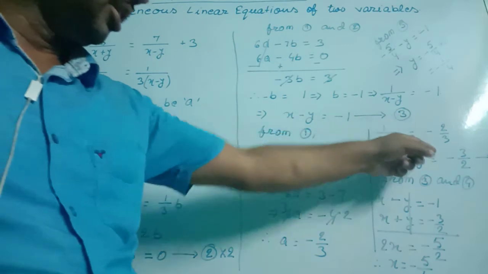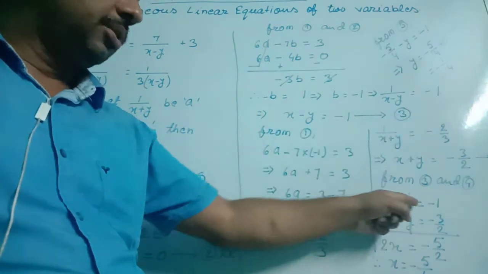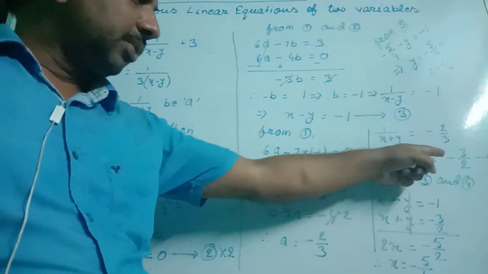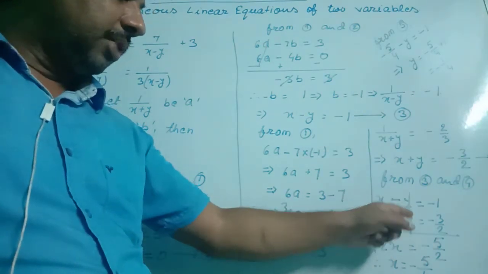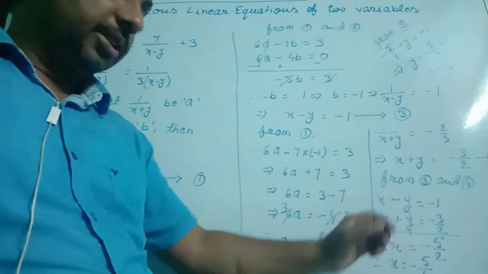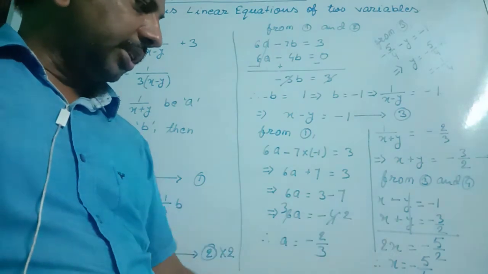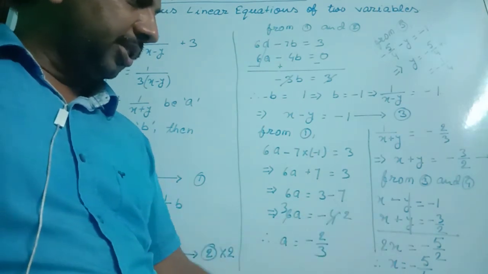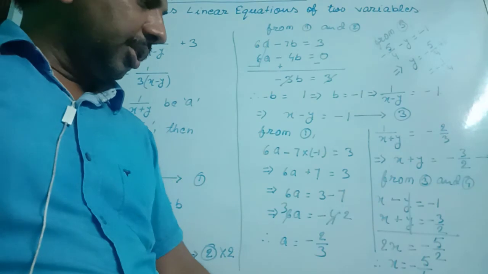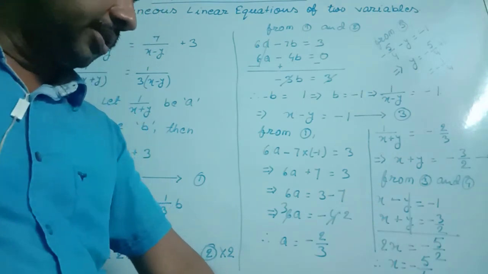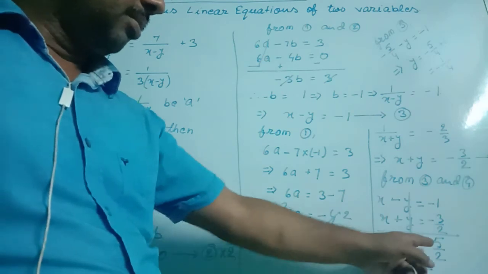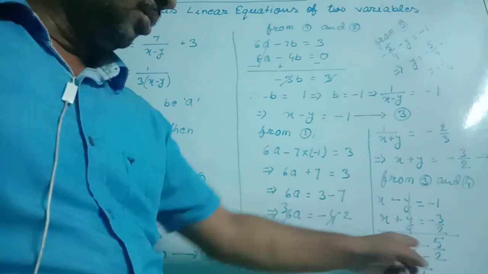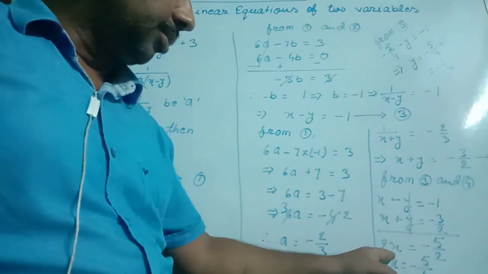So from 3 and 4, x minus y equal to minus 1 and x plus y equal to minus 3 by 2. Clearly here the sign of y is opposite. Here is minus, here is plus. Both will be cancelled. x plus x, 2x, and these two: minus 1 minus 3 by 2 is minus 5 by 2. x equal to minus 5 by 2, and again this will be divided by 2, so minus 5 by 4.